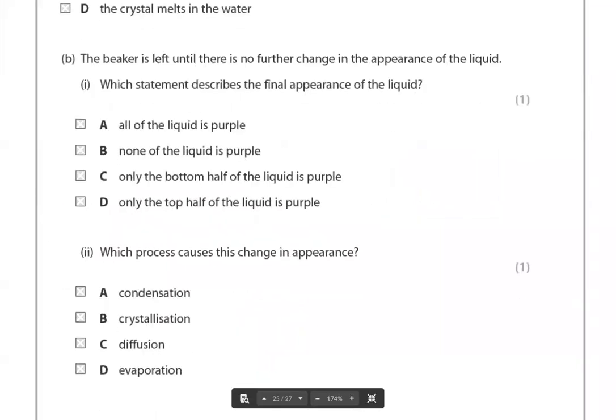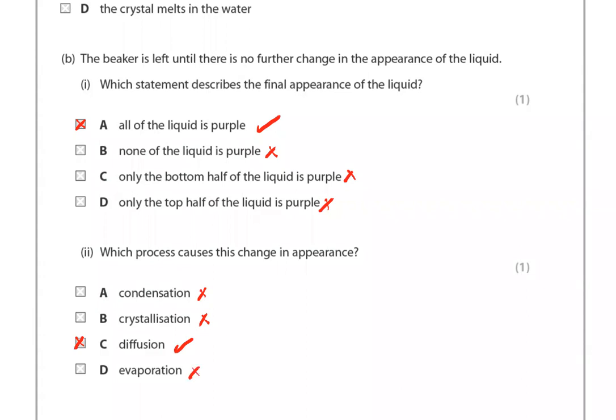Question B, the beaker is left until there is no further change in the appearance of the liquid. Which statement describes the final appearance? All of the liquid is purple, right. None of the liquid is purple, wrong. Only the bottom of the liquid is purple, wrong. And D, only the top of the liquid is purple, wrong. Part ii, which process caused the change in appearance? Condensation, wrong. Crystallization, wrong. It's diffusion, so it's C. Evaporation, wrong.